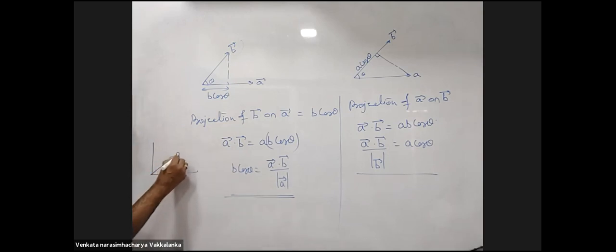This is a vector R. What is the component of R along its axis? This will be R cos theta. Either you call it projection of R along x-axis, or component of R along x-axis, or resolution of R along x-axis. Any of the three will mean the same.